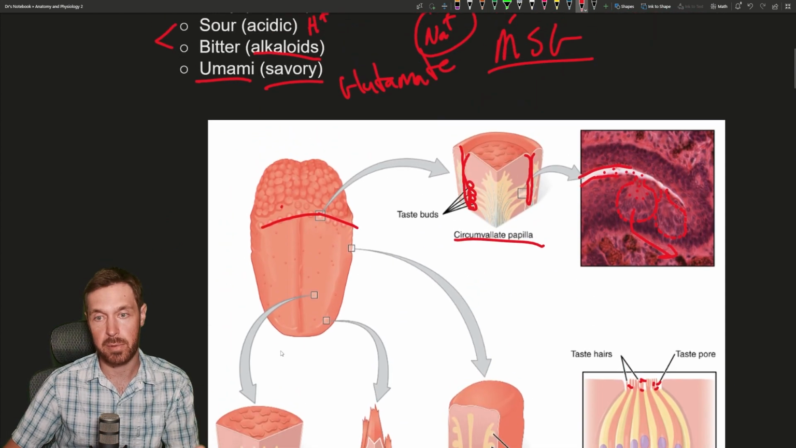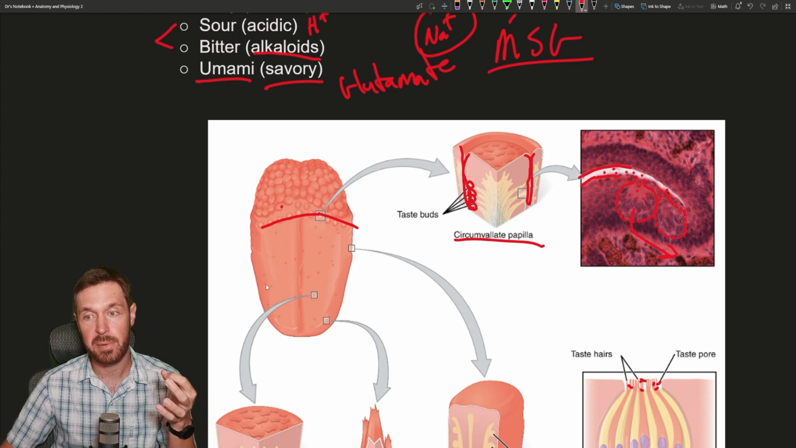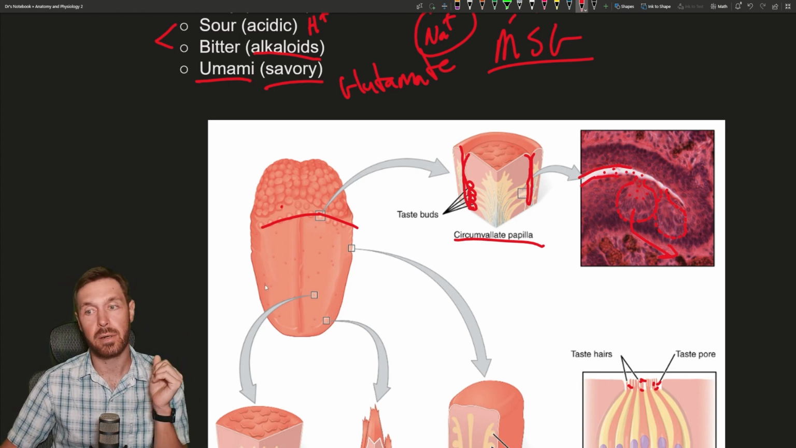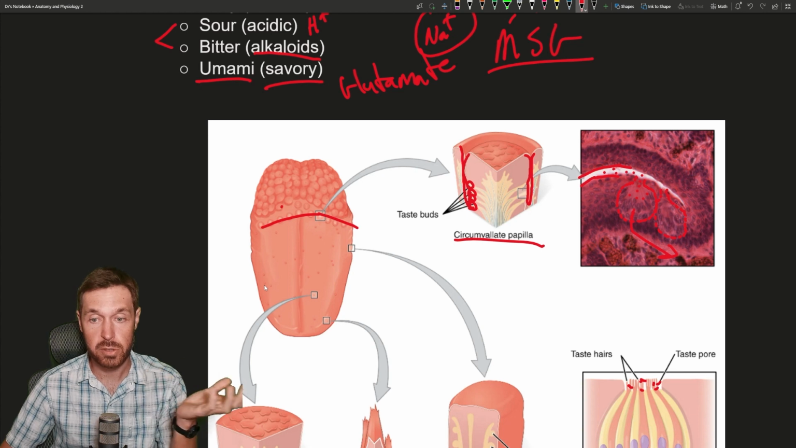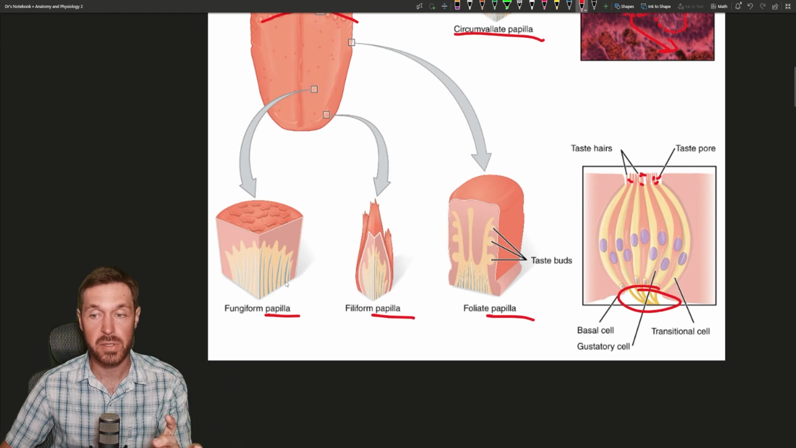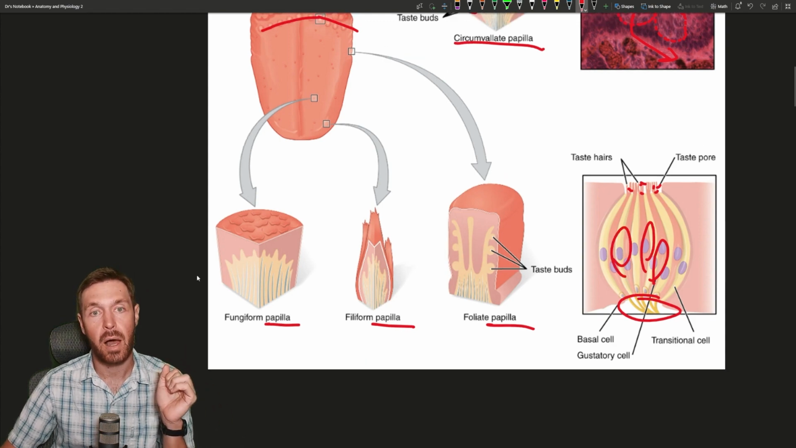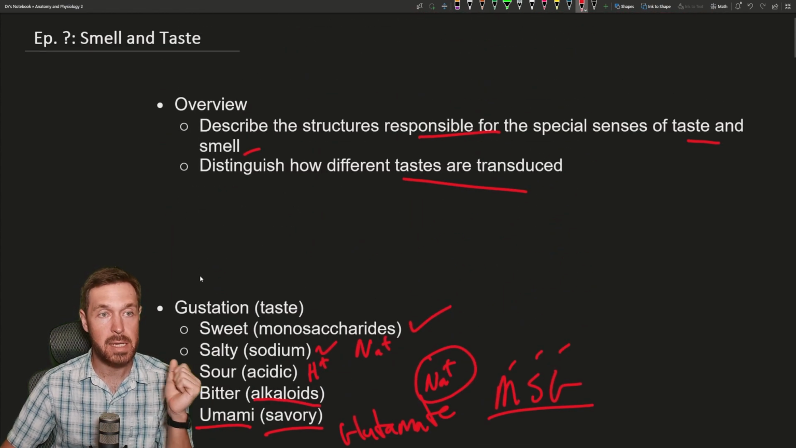And one big thing that people don't get right away is that the little bumps on your tongue are not your taste buds. The taste buds are actually down in little fissures, pretty much, within the papillae. There are also stem cells found in here. These gustatory cells are also stem cells that can give rise to new cells. So yeah, that is the little overview here of smell and taste.